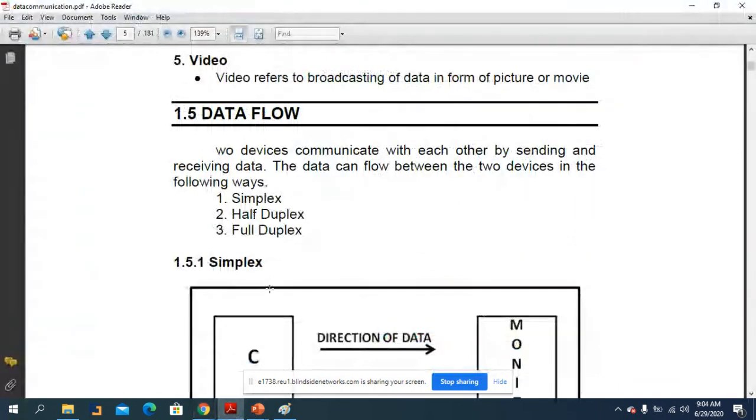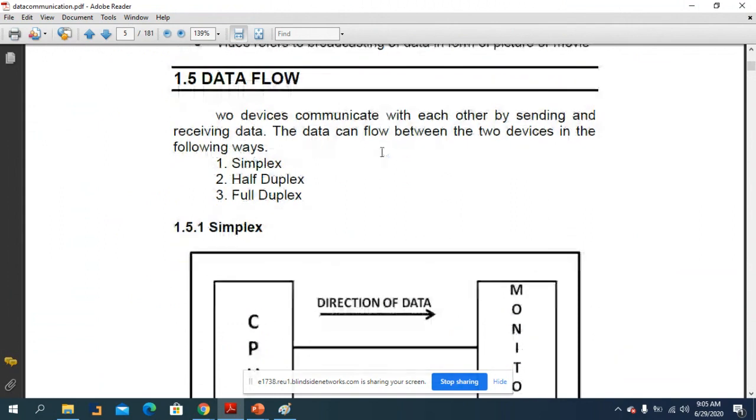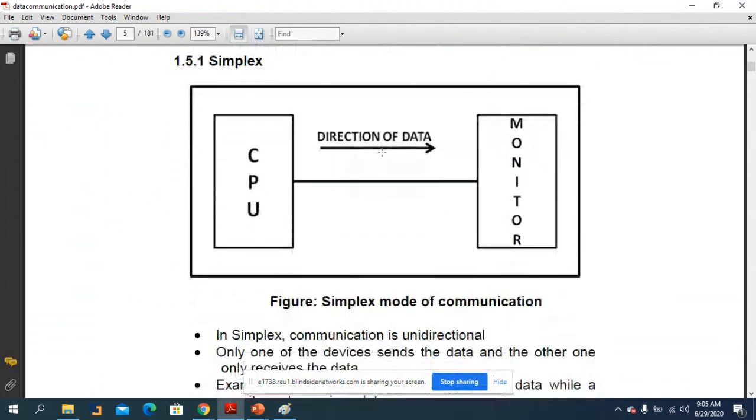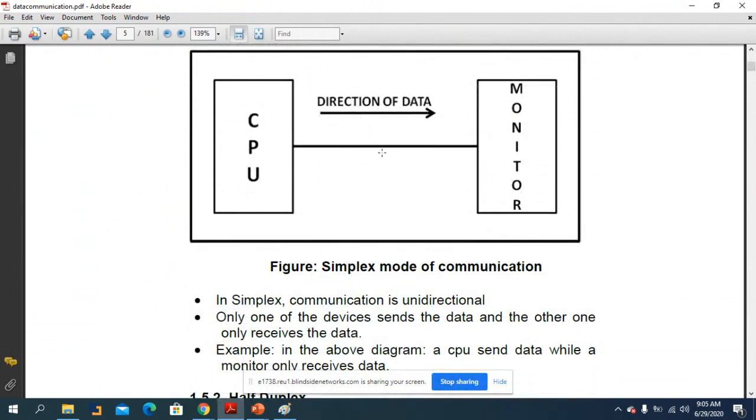So when you look at data flow, you can always classify them into three: simplex, half duplex, and full duplex. In this case, we are looking at which device is able to send and receive the data. Remember that we are having two devices, the sender device and the receiver device. So in a simplex, it's a very simple communication. We are looking at unidirectional communication, where there is one person who is sending and there is another person who is receiving.